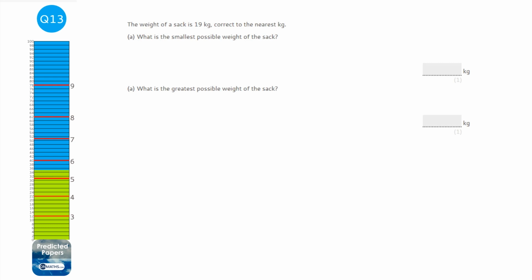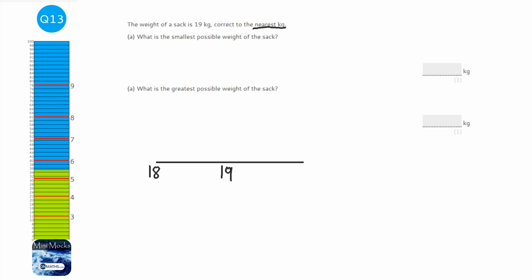Okay, this question looks quite confusing because it says the weight of the sack is 19 kilograms, but then it asks you for the smallest and largest possible weight that it could be. So it seems quite confusing at first until we realise that it is rounded to the nearest kilogram. So the first diagram I draw out is just a line, and I put 19 in the middle. And I think to myself, right, what was the next one down that it could have been? If it wasn't 19, if it was less, what's the next one down it could have been? Well, the next one down would be 18.